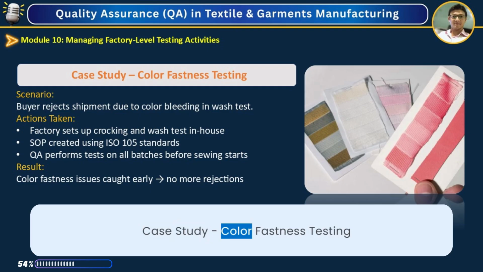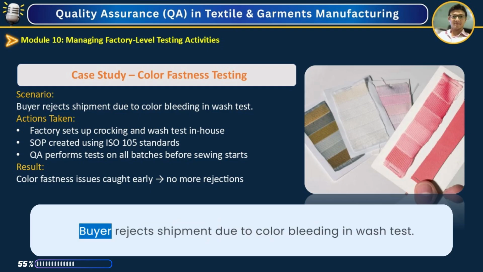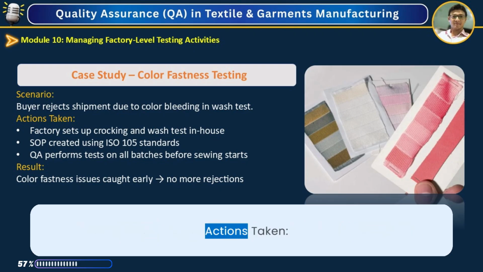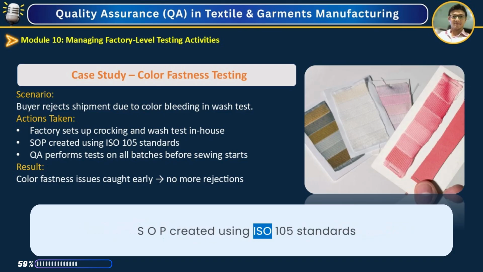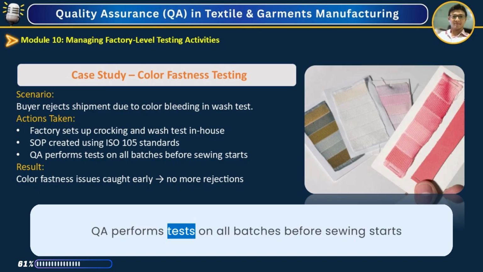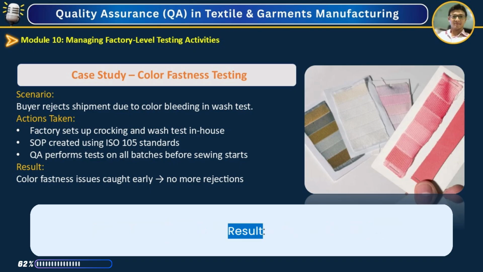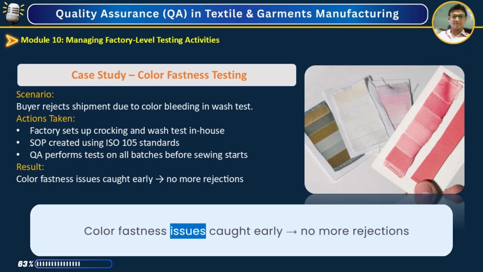Case study, color fastness testing. Scenario: buyer rejects shipment due to color bleeding in wash test. Actions taken: factory sets up crocking and wash test in-house. SOP created using ISO 105 standards. QA performs tests on all batches before sewing starts. Result: color fastness issues caught early, no more rejections.